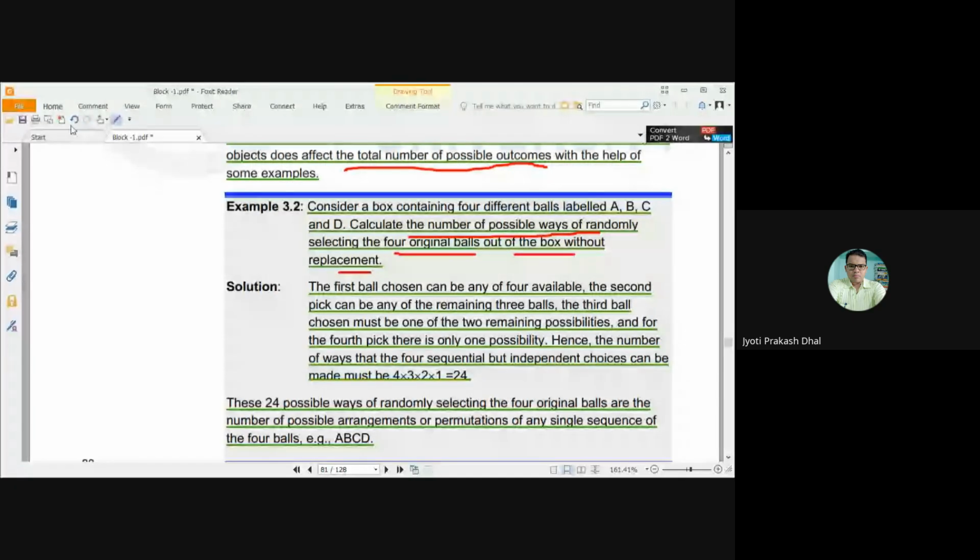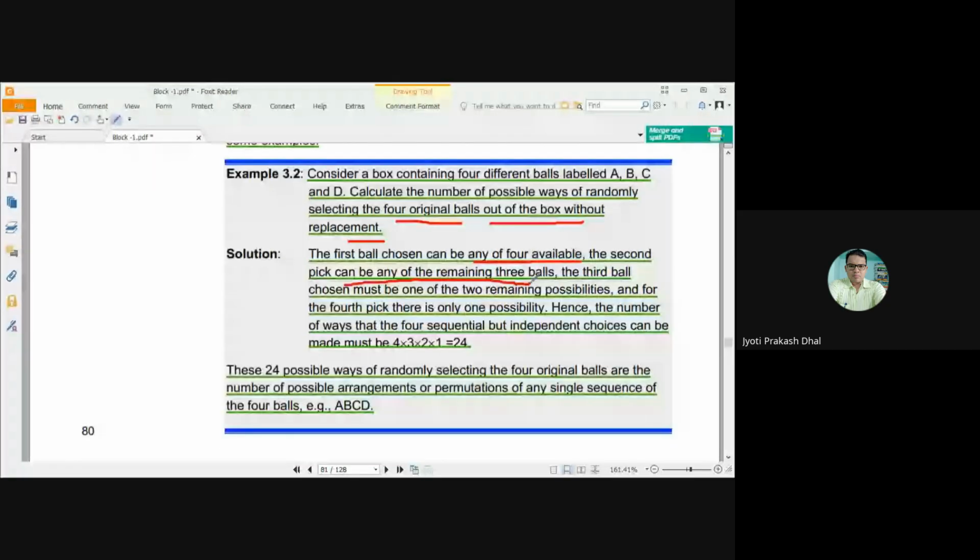Again, I am repeating the question. Consider a box containing 4 different balls labeled as A, B, C, and D. Calculate the number of possible ways of randomly selecting them. For the first pick there are 4 possibilities. For the second pick, 3 possibilities are there. For the third pick, 2 possibilities are there. And for the fourth pick, one possibility will be there. And hence, the number of ways of a total sequential but independent choice can be 4 into 3 into 2 into 1.